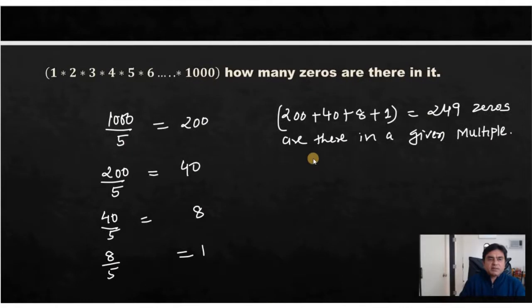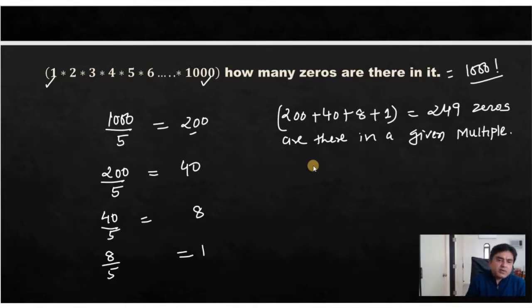Next, 1 into 2 into 3 into 4 into 5 into 6 dot dot dot till 1000. If this is given, how many zeros are there? In other words, it is 1000 factorial because it starts from 1 and ends at 1000. So you have to divide 1000 by 5. So 1000 by 5 is 200.